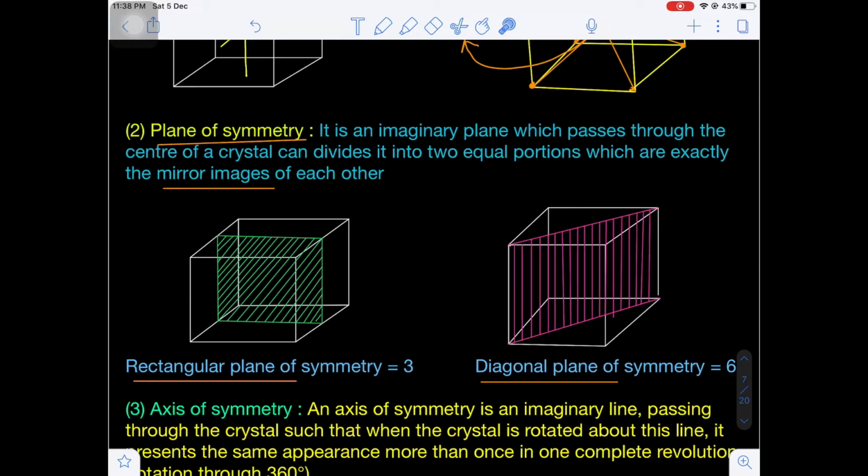So this is the first one. And the next one will be the second body diagonal plane, which can bisect the crystal into two equal identical halves. This will be the second one.